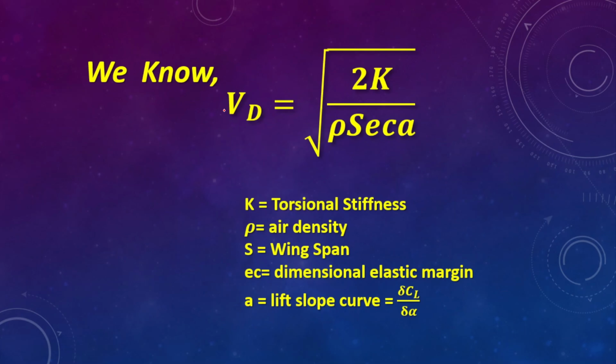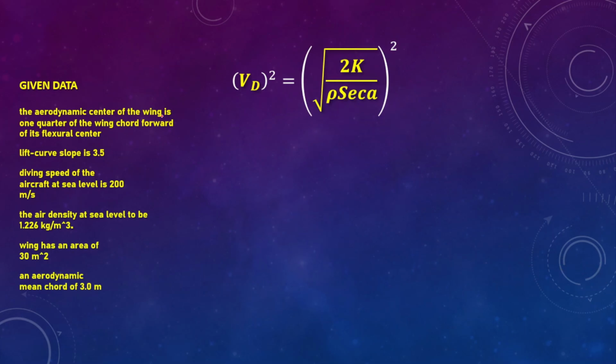Okay, now we know that it's a beautiful problem and beautiful equation. We solved it in the class, where K is the torsion, rho is the density of the air, S is the area of the wing, EC is the dimensional elastic margin, which is also known as the distance between AC and EA, and this A is what? This term, lift slope curve, right? Okay, so these are the given data.